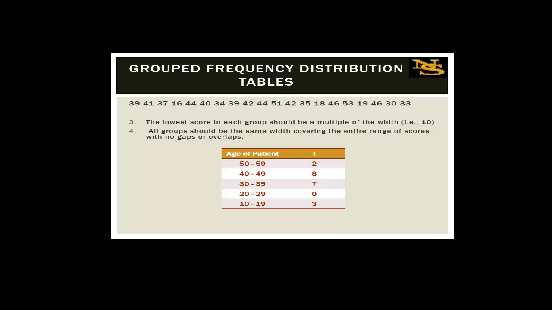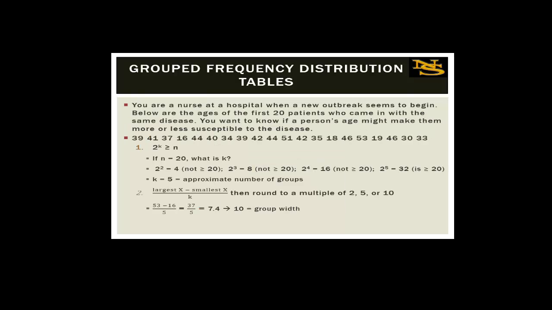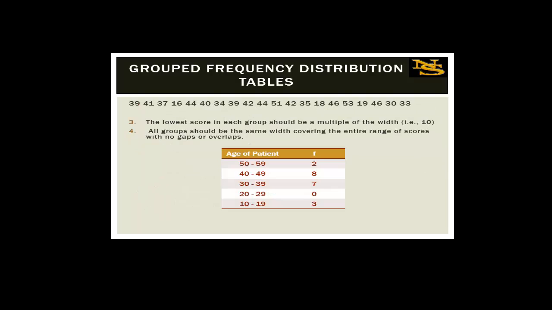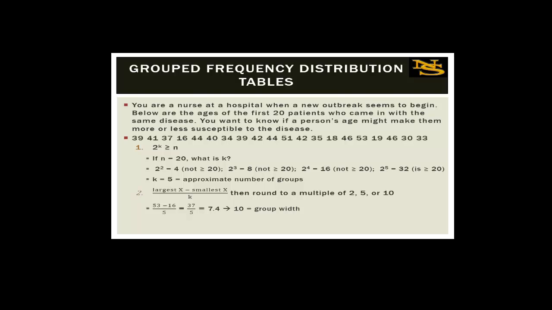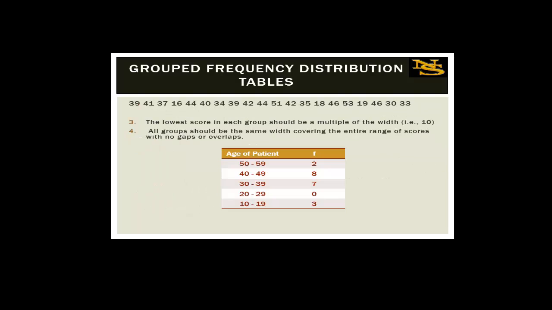Just like the other frequency distribution table, you go from highest to lowest, top to bottom, or lowest to highest, bottom to top, however you want to do it. I'm going to start with 10, which is going to capture my 16, and work my way up to 50, which is going to capture the 53. So 10, 20, 30, 40, 50. That's the lowest score in each group, and indeed I made it a multiple of 10 because that was the group width I chose.